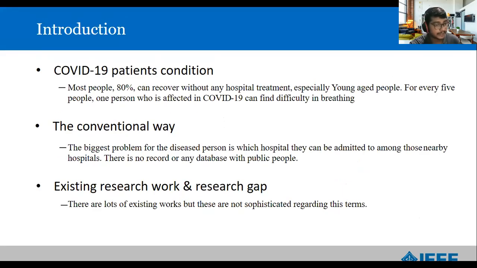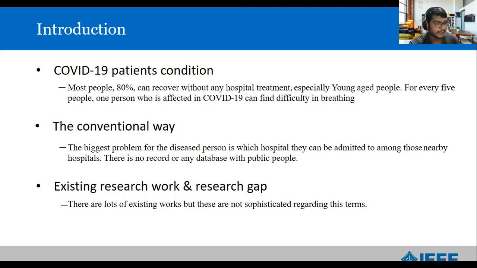We know this virus is called novel because this contagious virus has never spread to humans before. The virus can spread rapidly from person to person. 231 countries are already affected by COVID-19 worldwide, with reported cases around 34 crores and death cases around 1 million. 80% of people can recover without any hospital treatment, especially young people. For every 5 people, one person affected by COVID-19 can have difficulties in breathing.